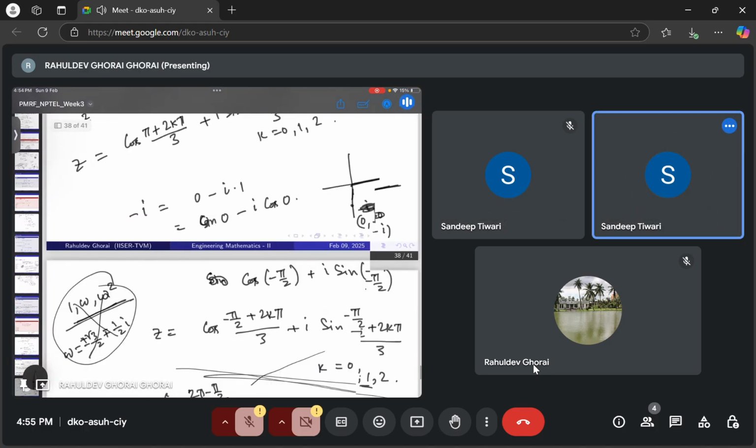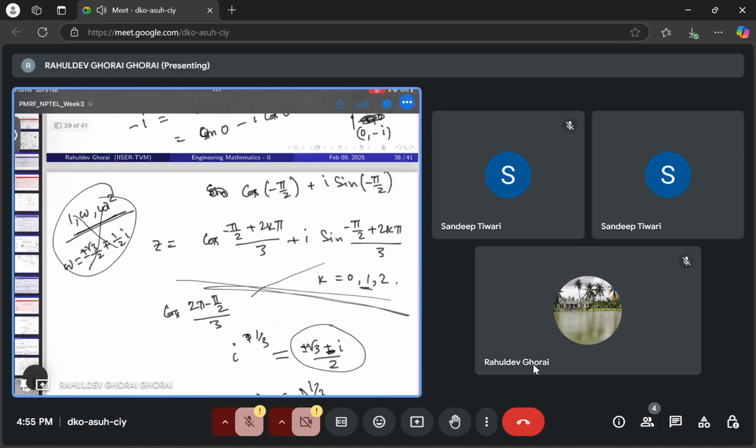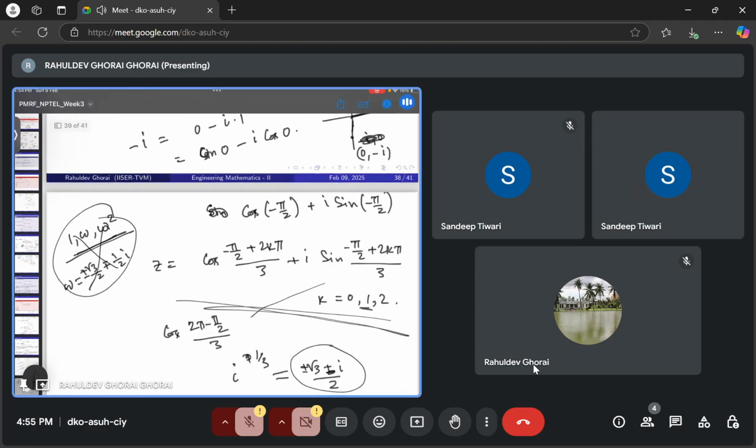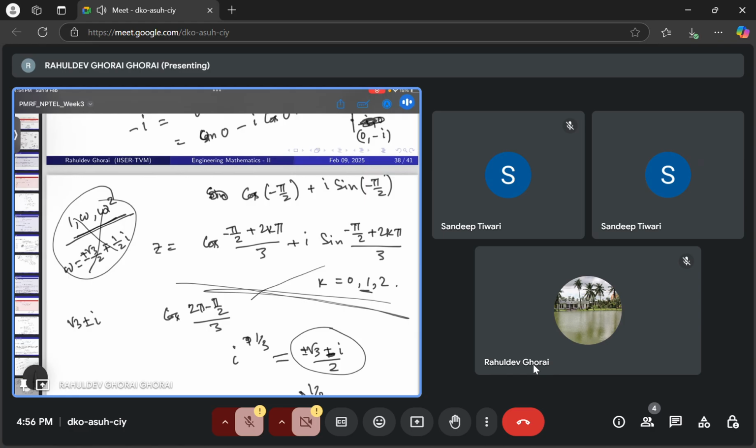But you will get it for minus i. What will happen when k equal to 0? It is minus 5 by 6. What does that minus 5 by 6 mean? Root 3 plus minus i by 2, exactly. So plus and minus, minus root 3 minus i by 2. That type of thing, right?